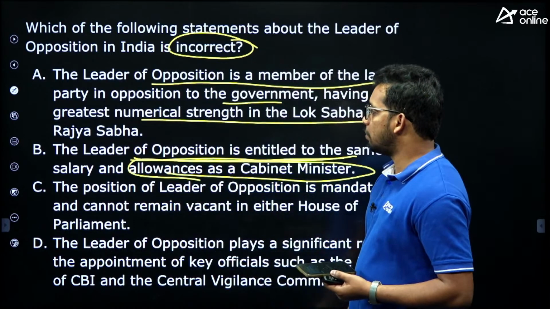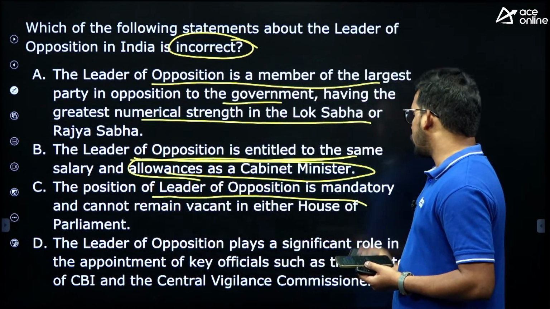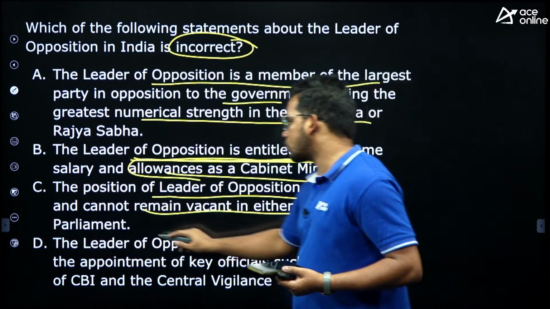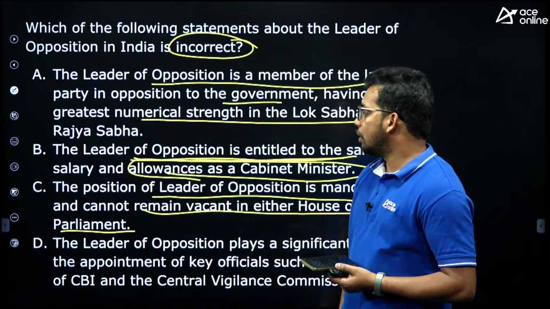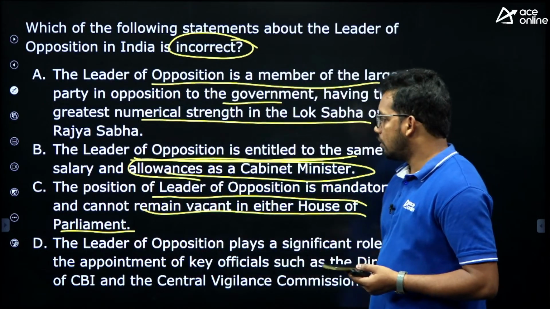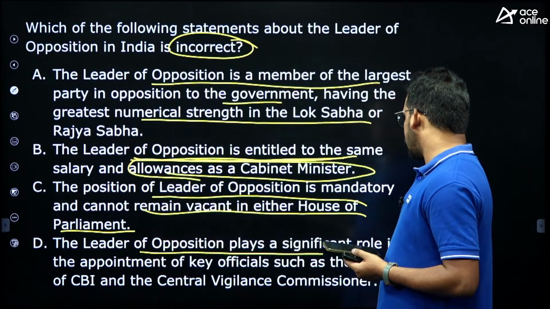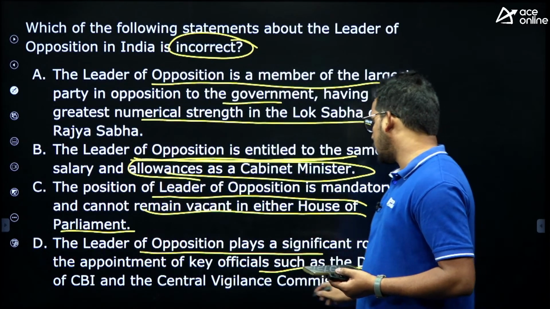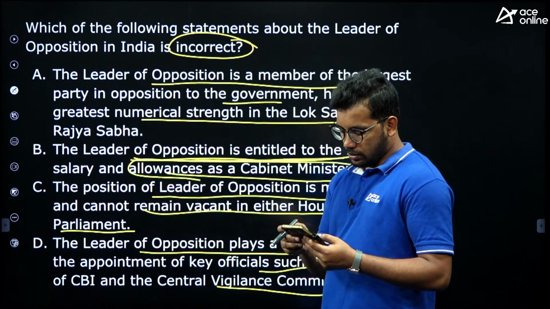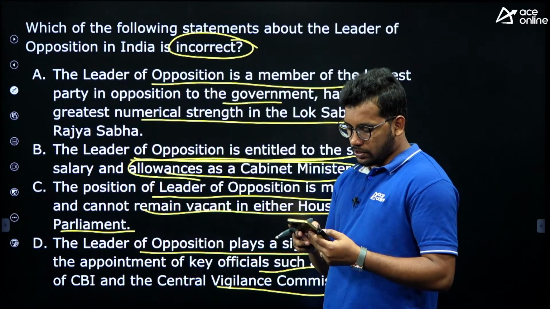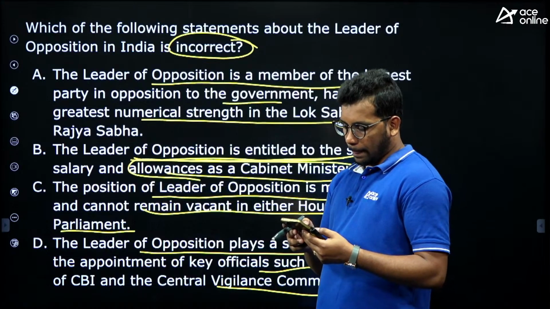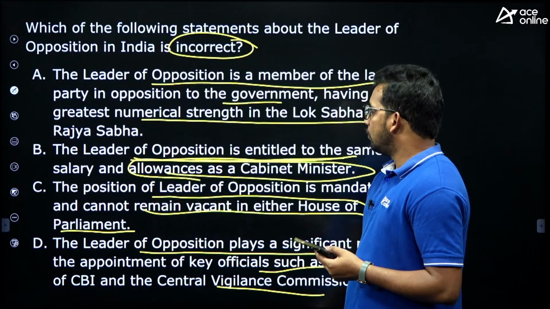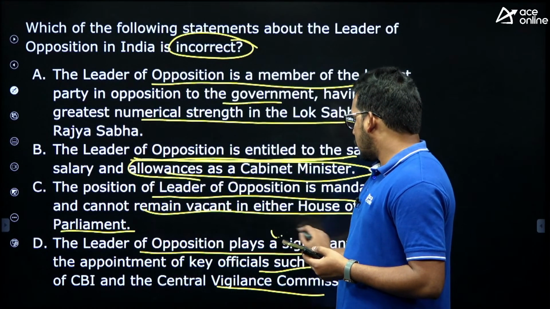So this is the second statement. The position of leader of opposition is mandatory and cannot remain vacant in either house of the parliament. So this is the third statement. The leader of opposition plays a significant role in appointments of key officials such as Director of CBI, Central Vigilance Commissioner, etc. So what is the answer for this? Third question. D is correct, we have seen.